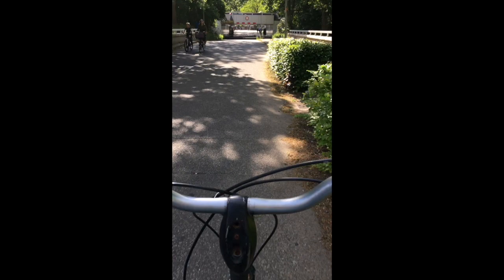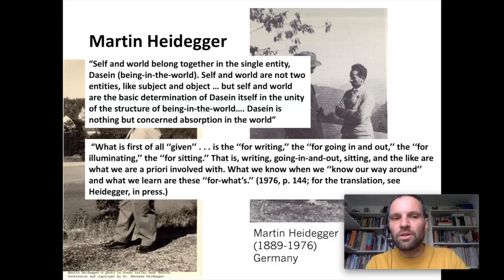And so Heidegger said, what is first of all given, what first of all appears to us at the moment we experience the world, before we do any thinking and analysis, is for writing, for going in and out, for illuminating, for sitting. So we see what we can do with things as the first part of the experience that we have. The writing, the going in and out, the sitting, they are what we are a priori involved with. What we know when we know our way around, and what we learn, are these four what's.